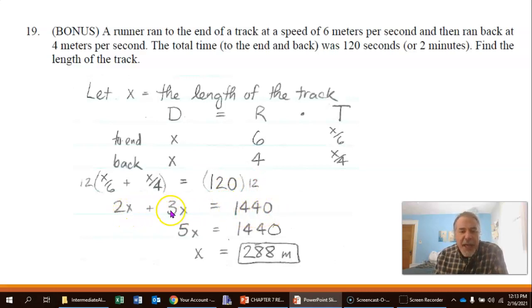So when you combine the x terms, you get 5x equals 1,440. Divide both sides by 5, you get x equals 288. And since x stood for the length of the track, and that's what we were trying to find, that is the answer. The track was 288 meters long.